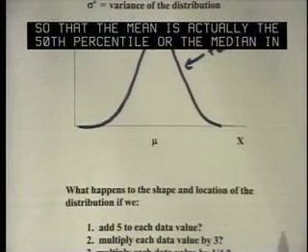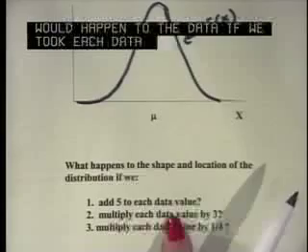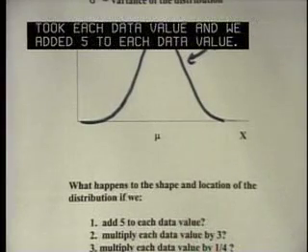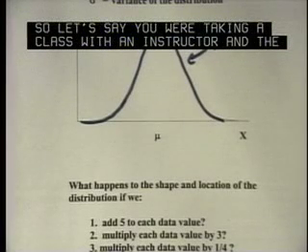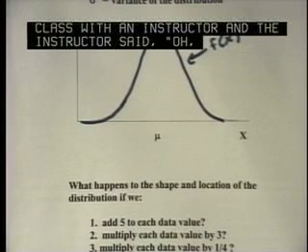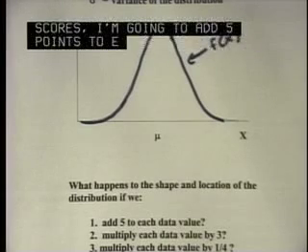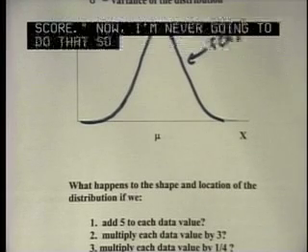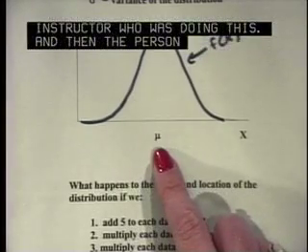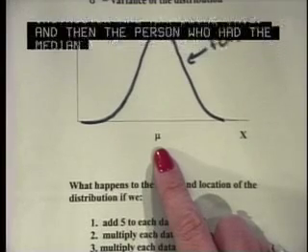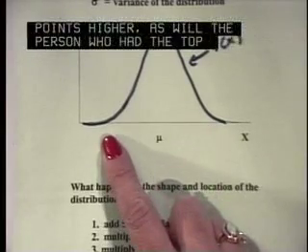Now let's think about what would happen to the data if we took each data value and added 5 to each data value. So let's say you were taking a class with an instructor, and the instructor said, oh, I feel so badly about these low test scores, I'm going to add 5 points to everybody's test score. Now, I'm never going to do that, so you don't have to worry about that happening. But let's say there was an instructor who was doing this. And then the person who had the median test score will have 5 points higher, as will the person who had the top test score, as will the person who had the bottom test score.